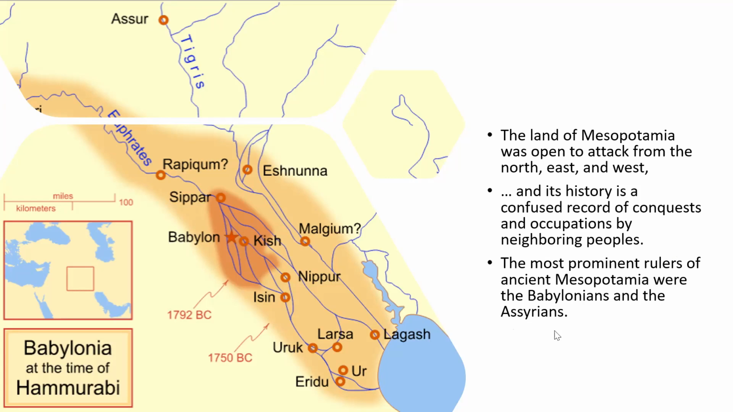Do you think that the Babylonians and Assyrians were the native people of Mesopotamia? Or do you think that they were the neighboring people that conquered and occupied Mesopotamia? Please think of this one. Because this paragraph talks about the conditions of Mesopotamia that was open to attack from north, east, and west, and the history is about conquest and occupation, we can infer that the Babylonians and the Assyrians were the neighboring peoples who conquered and occupied Mesopotamia.